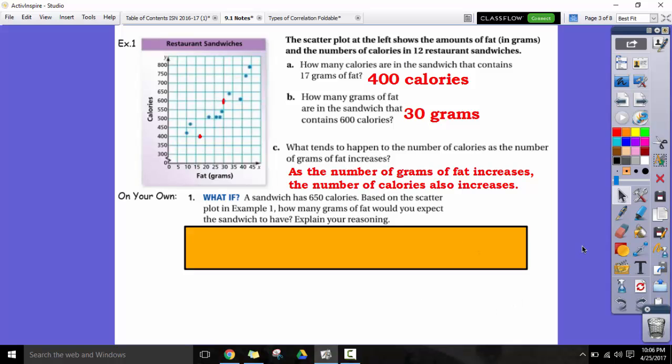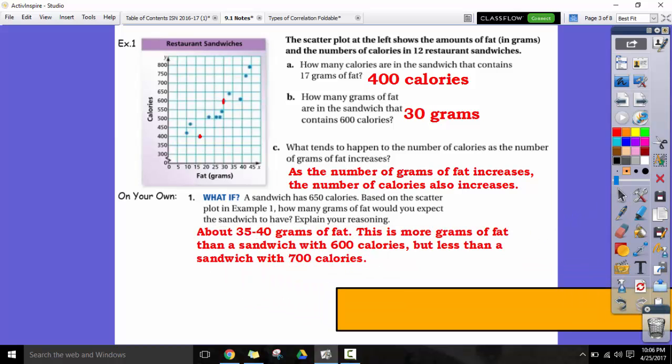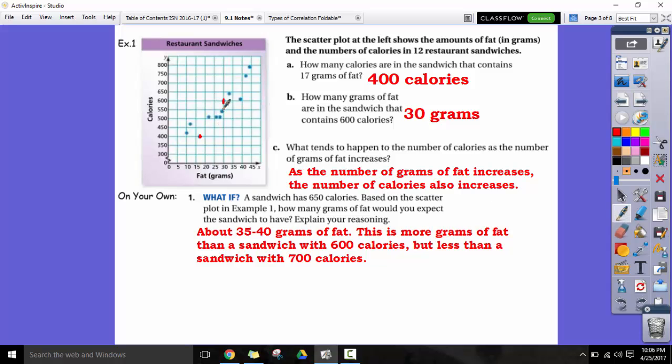On your own one here, I'll read it to you and then push pause and you answer it, and then push play when you're ready to see the answer. So what if a sandwich has 650 calories based on the scatter plot in example 1? How many grams of fat would you expect the sandwich to have? Explain your reasoning. Go ahead and push pause, answer that question, and when you're done, push play. So you would expect about 35 to 40 grams, because if you're at 650, you're somewhere in this area right here. So this would be more grams of fat than a sandwich with 600 calories, but less than a sandwich with 700 calories.